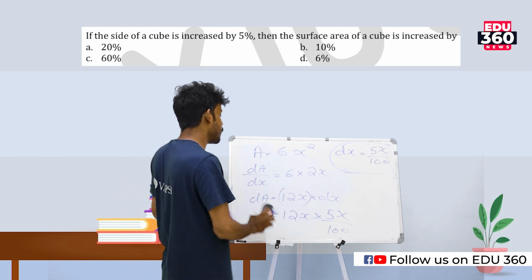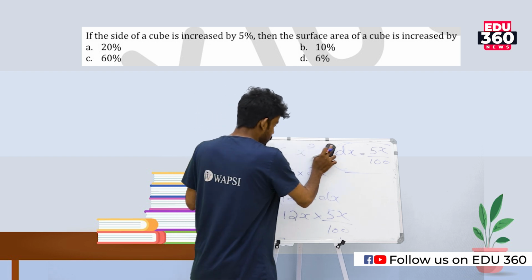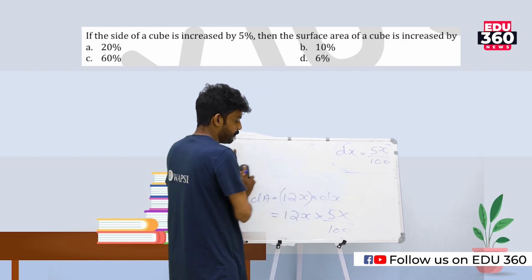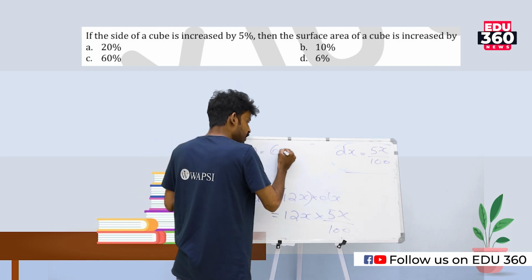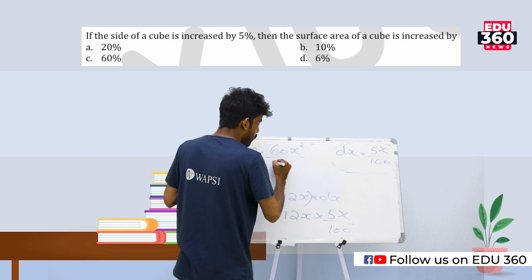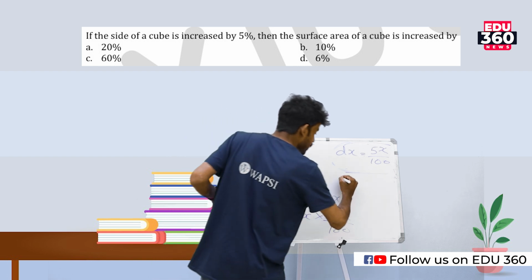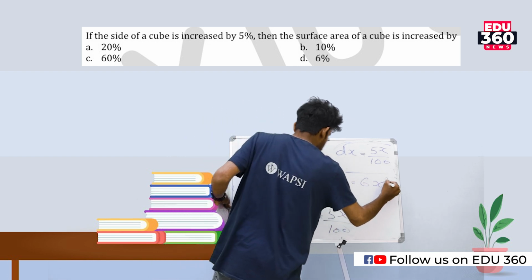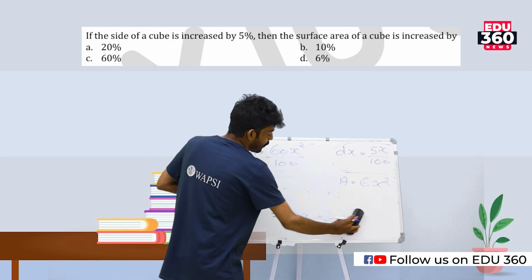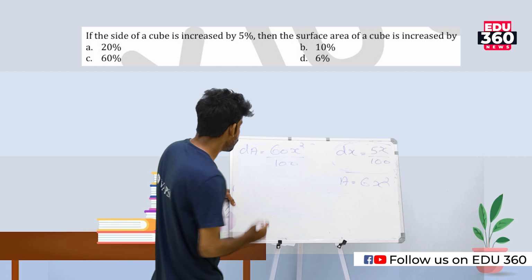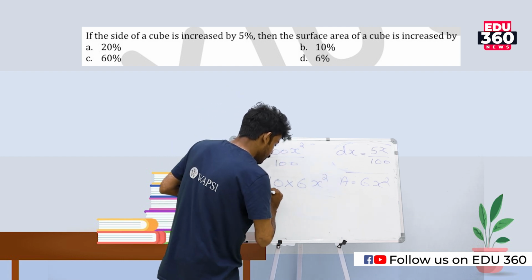So hereafter 12 into 5, that means 60x square. So dA is equal to 60x square divided by 100. For this, we know that A is equal to 6x square. I am going to split this as 10 into 6x square, that is equal to 10 into 6x square divided by 100.